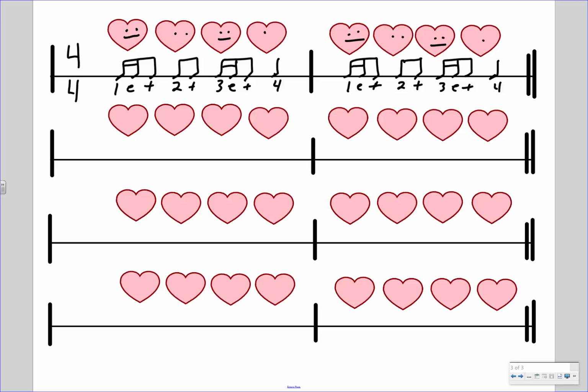Okay, please take a moment and transcribe that from 4/4 to 4/2. Same rhythm.